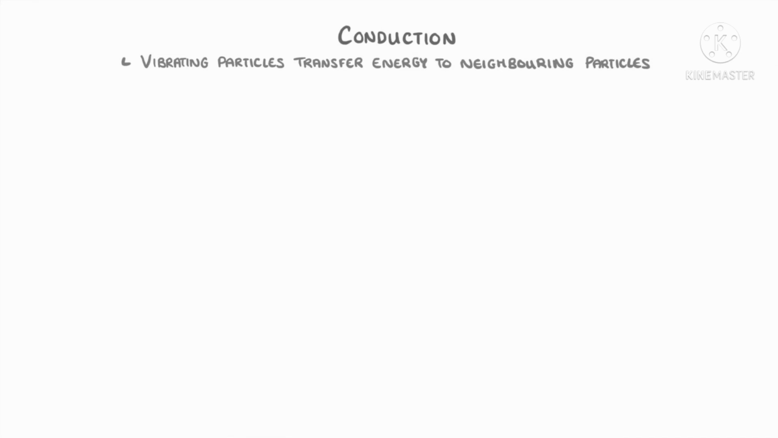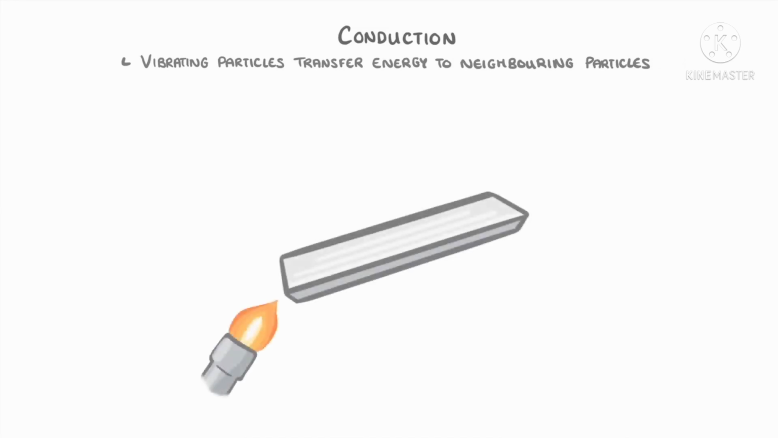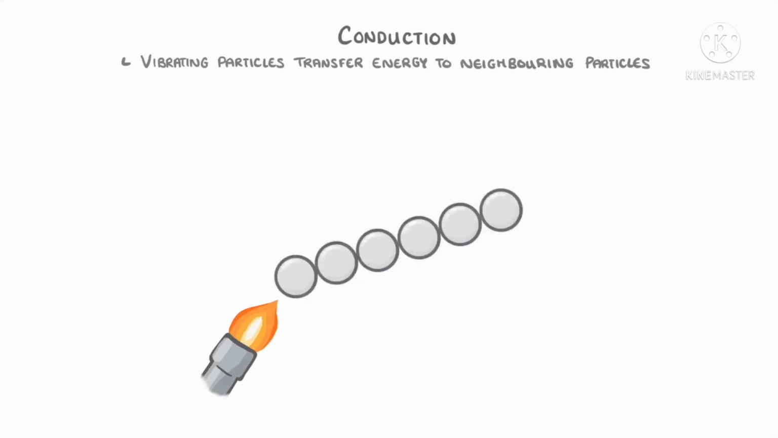To understand how this works, let's imagine that you were heating one end of a piece of metal with a Bunsen burner. And imagine the piece of metal as a series of particles. As the end of the metal is heated, energy is transferred to the metal, or more specifically, is transferred to the kinetic energy store of the particles at that end.